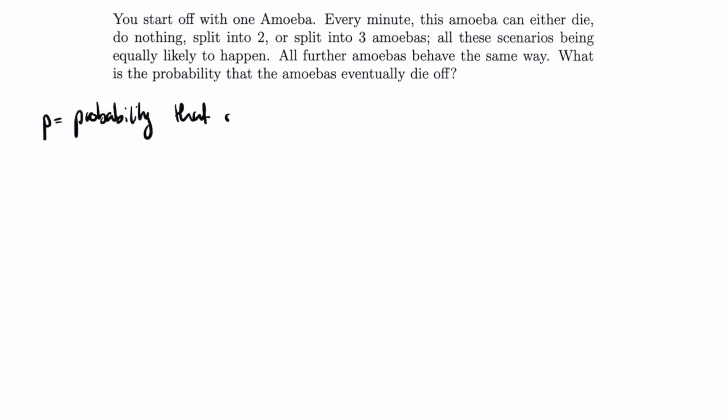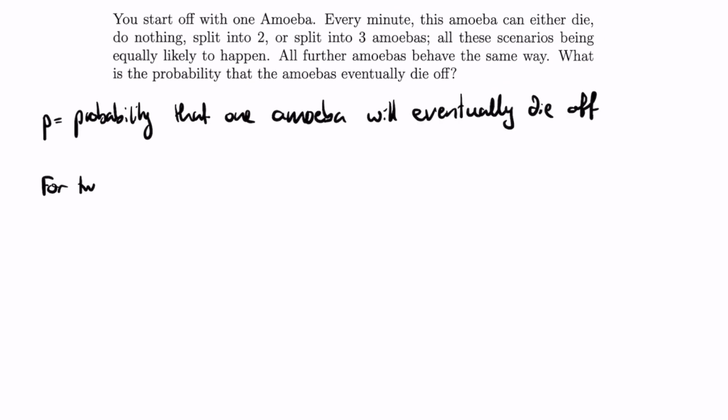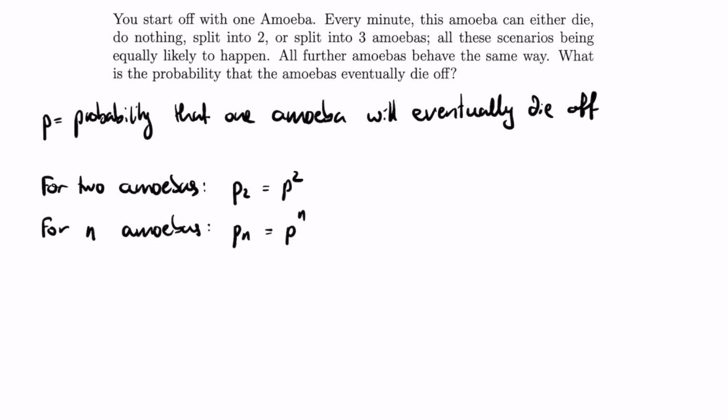Let's denote P as the probability that a single amoeba will eventually die off. If we have two amoebas, the probability that both will eventually die off is just P squared, since these amoebas behave independently. Therefore, if we have n amoebas, the probability that all of them will eventually die off is just P to the power of n. Using this information, we can write an expression for P in terms of itself.